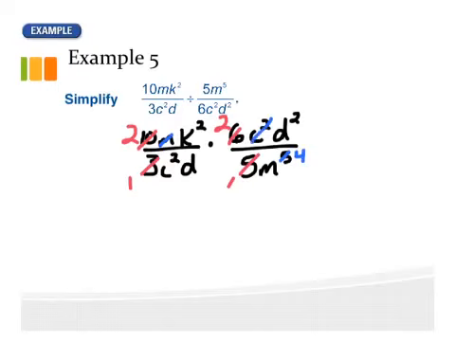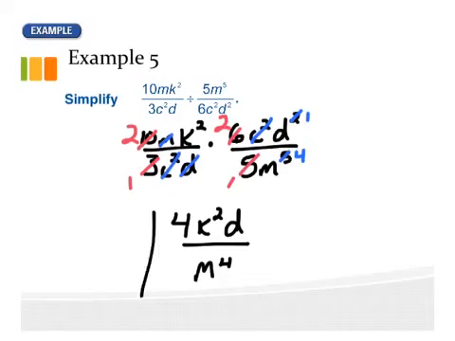I have 2 c's in the numerator and 2 c's in the denominator, so they're going to cancel each other. I have 1 d in the denominator, so it's going to cancel with one of the d's from the numerator, so I'm going to change that exponent to a 1. And the k's don't cancel with anything. So in the numerator, I have the 2 times the 2, which makes 4. And I also have the k squared and the d to the first. And then in the denominator, all I have is the m to the fourth. And that's it. Nothing else cancels. So that's how I know that my answer is complete.